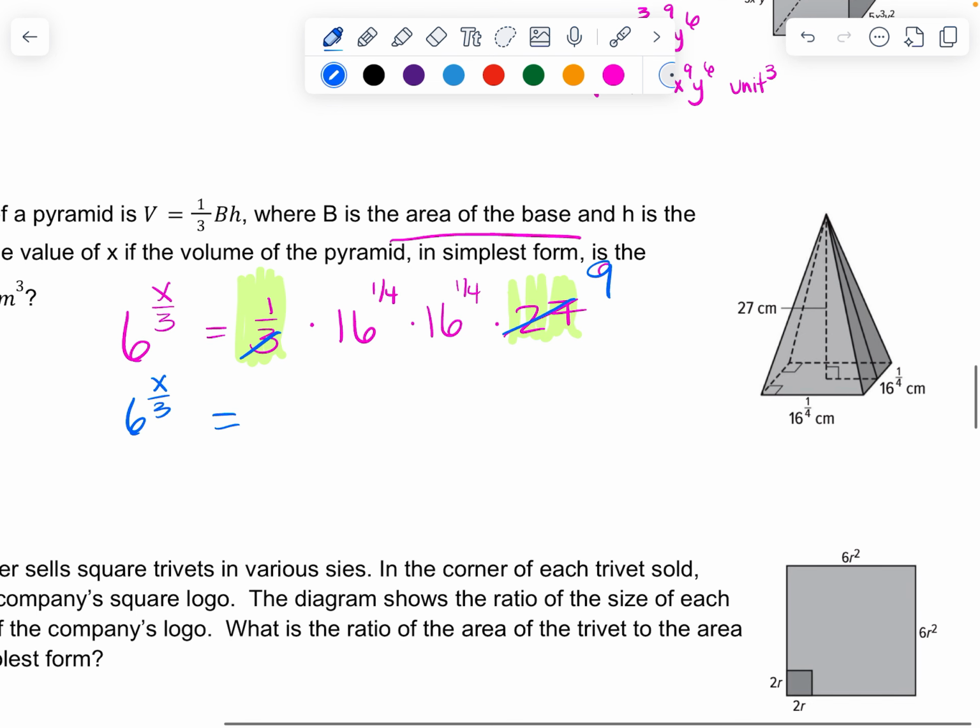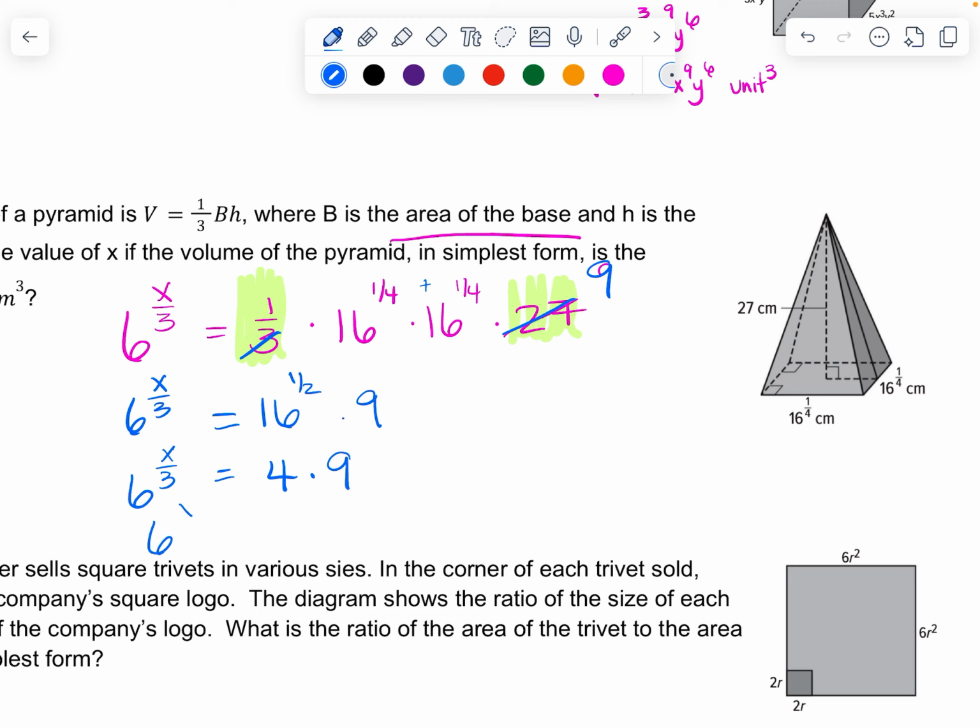Oh, before I even do that, 16, I'm going to add my exponent. So that gets me 2 over 4. Well, guys, what is 2 over 4? Isn't that 1/2? Times 9. So now I get 16 to the 1/2 times 9, so 6 to the x over 3 equals 4 times 9. 6 to the x over 3 equals 36.